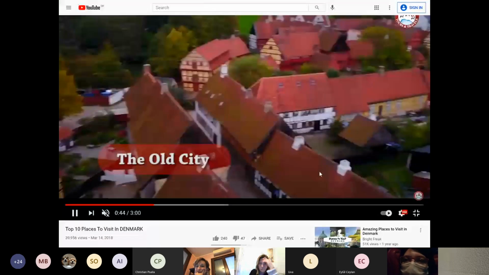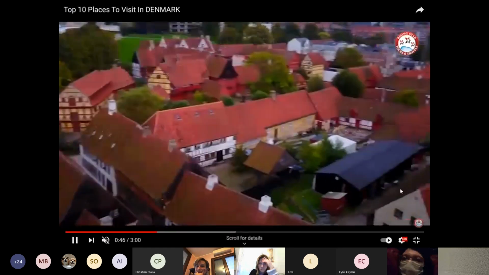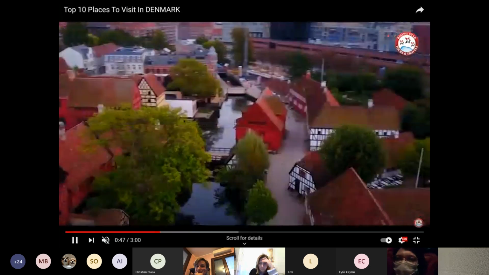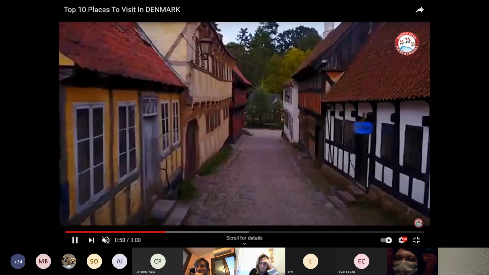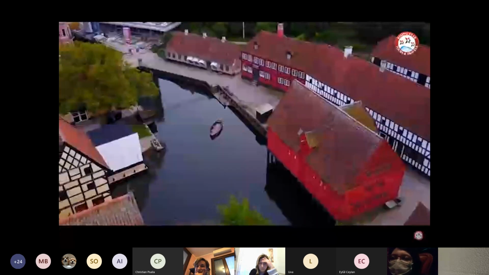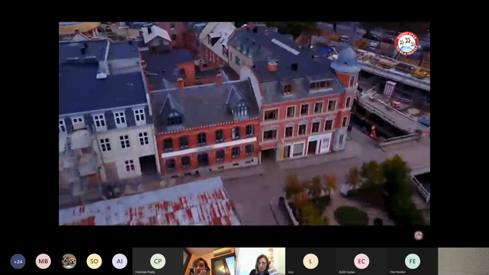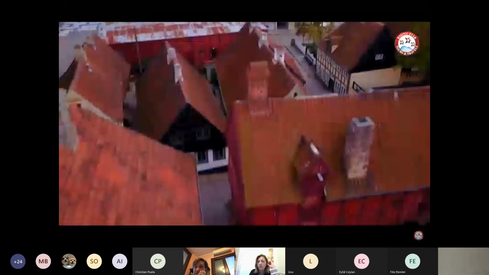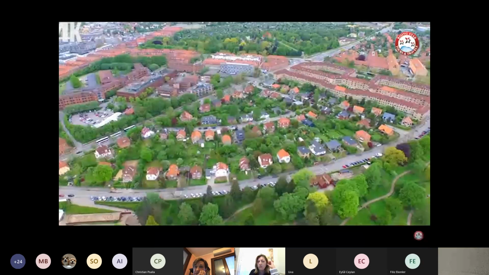And the next one is a place called the Old City in Aarhus. And there you can see all the different types of architecture. This is how the houses were built a long time ago. And it's still very popular. A lot of places in Denmark still have buildings that look like this.